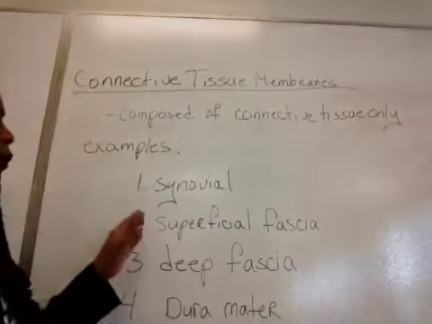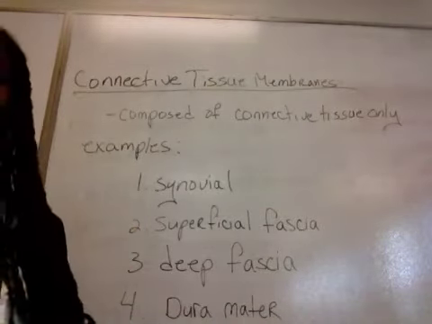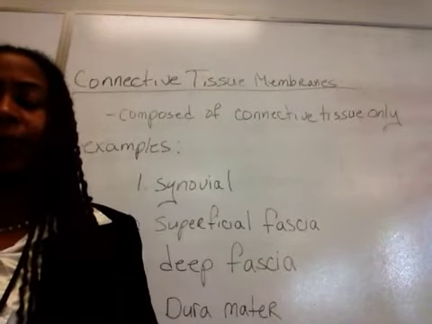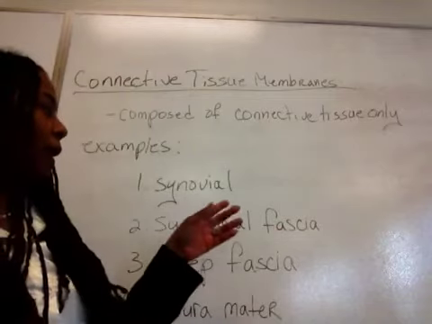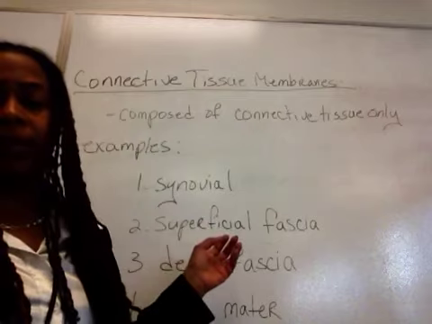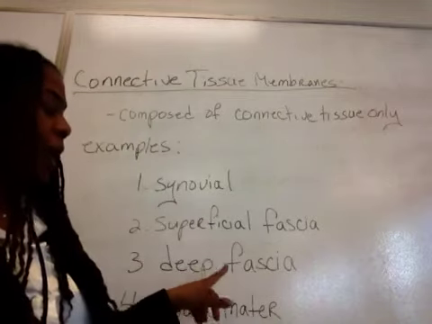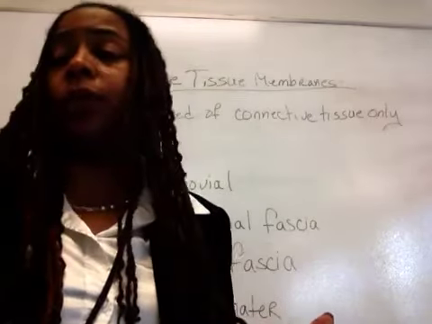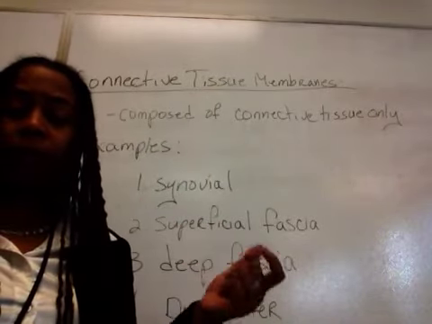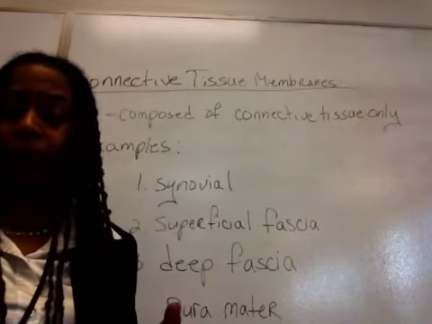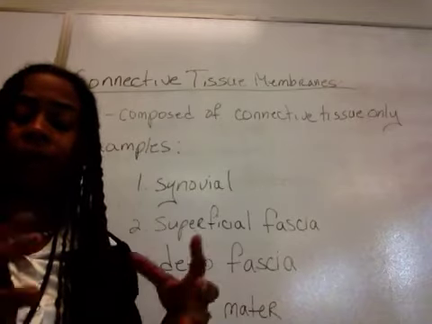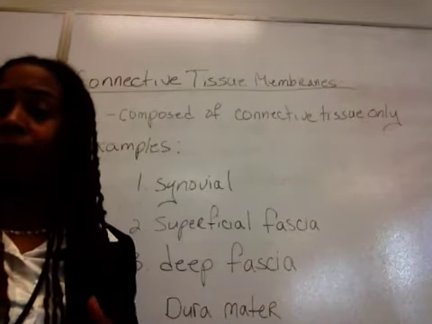Now, the superficial fascia is formed from a layer of areolar connective tissue attached to a layer of adipose connective tissue. We find this type of membrane under the deeper layers of the skin in what is known as the hypodermis. And then deep fascia, which is deep to the superficial fascia, is formed from dense white fibrous connective tissue and elastic connective tissue. The deep fascia is the connective tissue that surrounds our muscles and our nerves as they're traveling together.